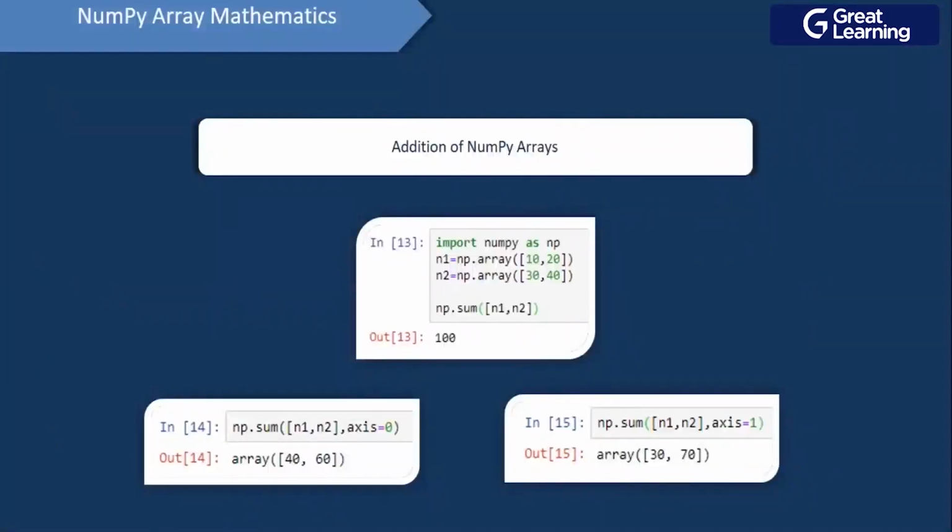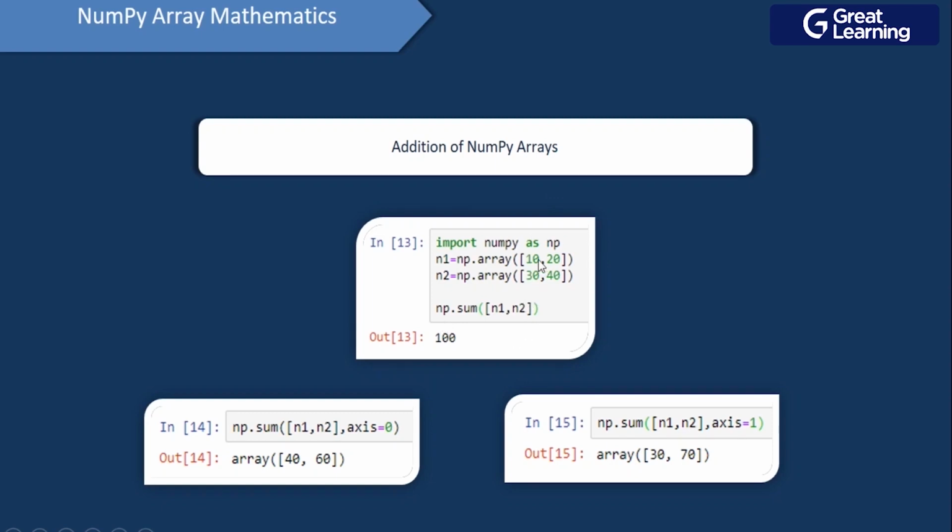Now we'll go ahead and perform some simple NumPy array mathematics. So we'll see how to add two NumPy arrays. So again over here we have two NumPy arrays. In n1 we have 10 and 20, in n2 we have 30 and 40. Now if I want the total sum of all of the elements which are present in both of these two arrays, I can just directly use the sum method. So I'll have np.sum, and inside this as a list I'll pass in n1 comma n2, and you will see that the resultant value would be 100 because 40 plus 30 plus 20 plus 10 is equivalent to 100.